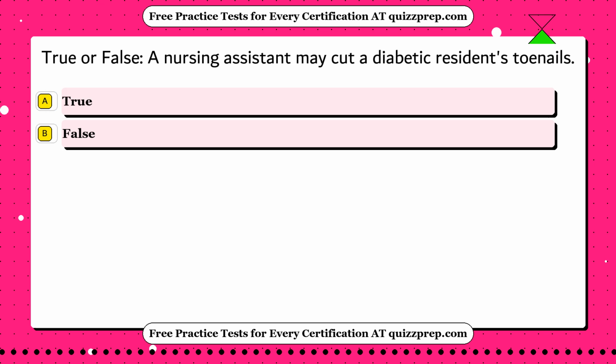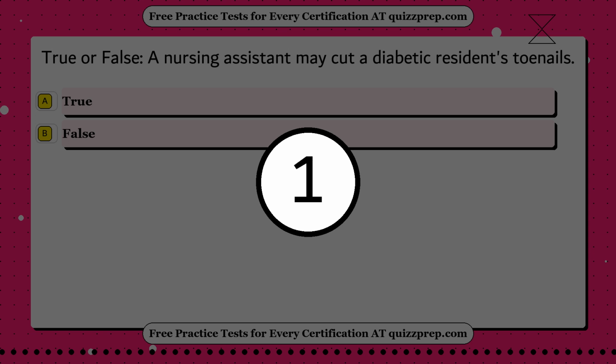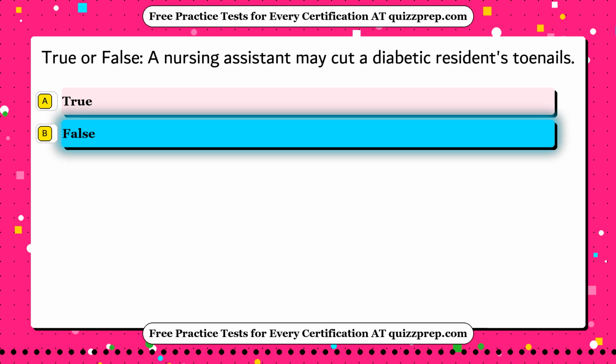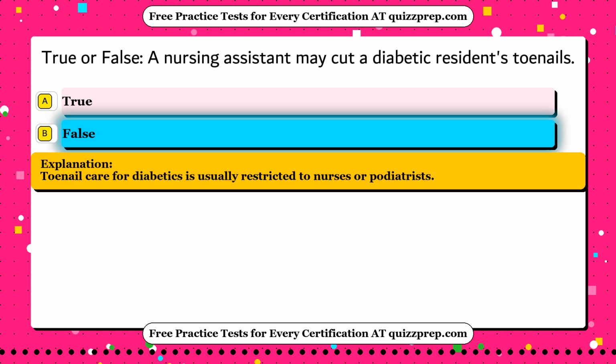Question 133. True or false, a nursing assistant may cut a diabetic resident's toenails? Option A, true. Option B, false. The correct answer is option B, false. Toenail care for diabetics is usually restricted to nurses or podiatrists.